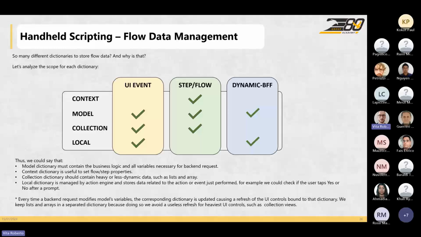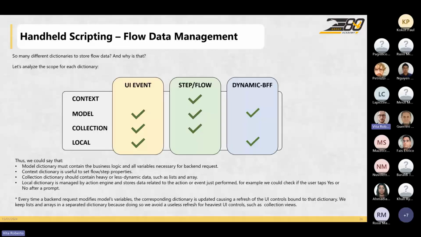Context dictionary is useful to set up some flow or step properties. For example, the page title, as we said. Collection dictionary should contain just heavy or less dynamic data, such as lists of arrays. Local dictionary is managed by the action engine and stores data related to the action. So, for example, we could ask the user a question, and we want to know if the user taps yes or no. We get this result inside the local dictionary.